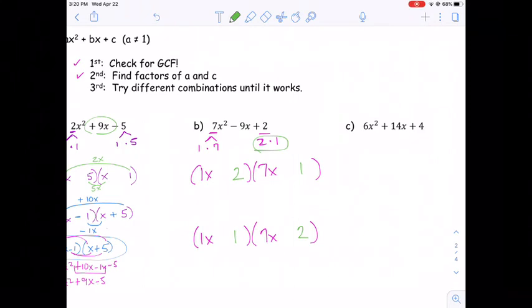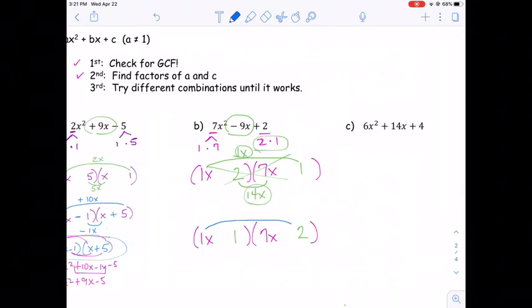So now I have to check, how do I get that negative 9x in the middle? Check by multiplying. 1x times 1 is 1x. 2 times 7x is 14x. Can I get a 9 by adding or subtracting that 1x and that 14x? No, that one's not going to work. Let's check the second one.